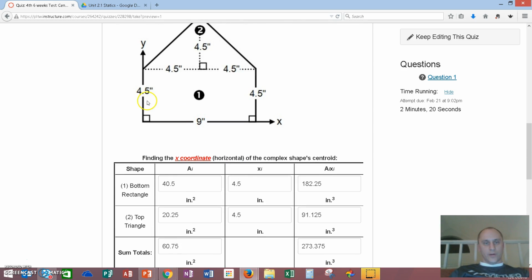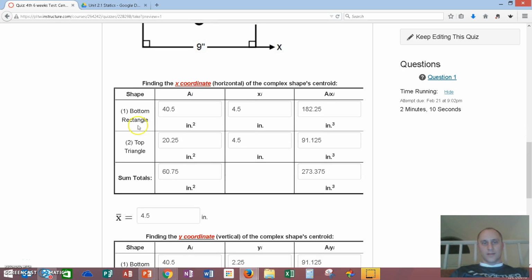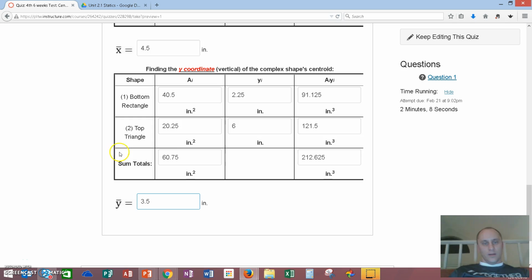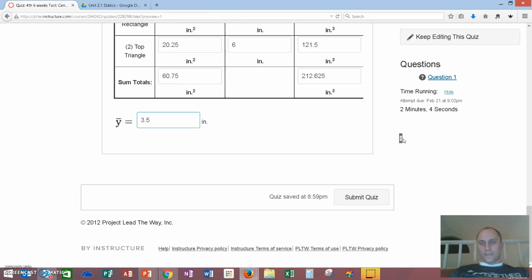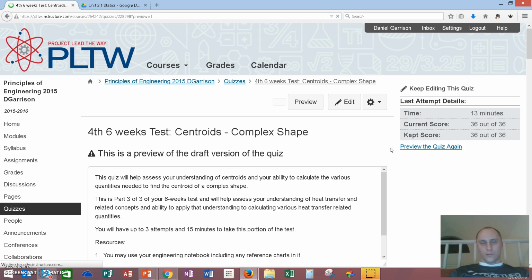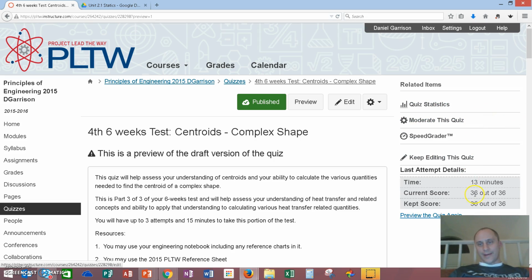So let's look. If we go up 3.5 inches, that would put us right around here, which is above the rectangle and below the triangle. And to me, that makes sense. So I can go back and make sure all my numbers are correct. And if I hit submit, we'll see how we did. And look at that. I got 100.